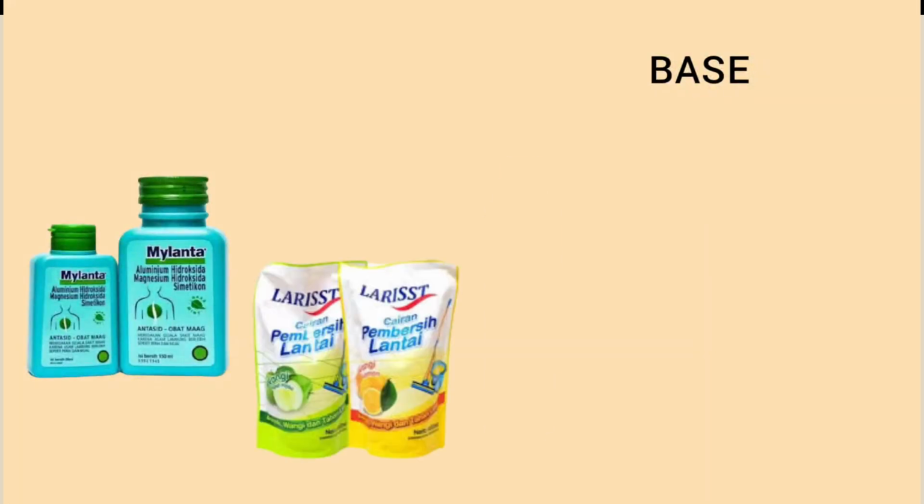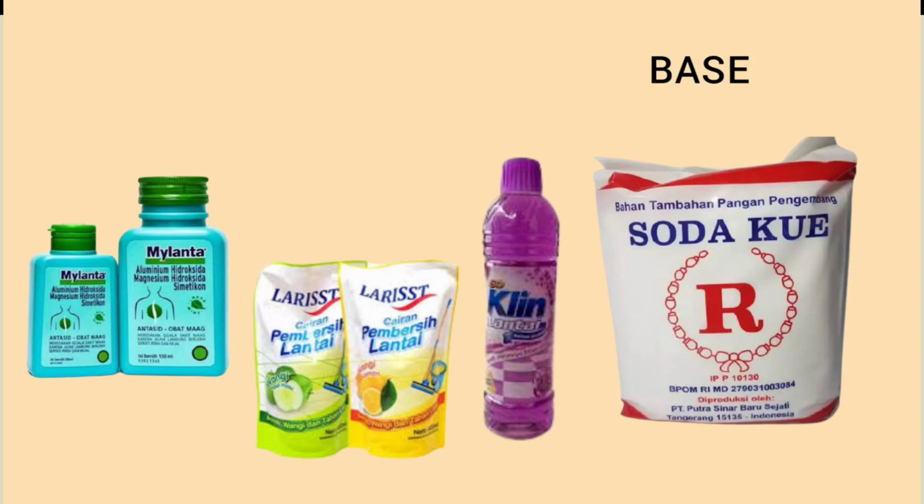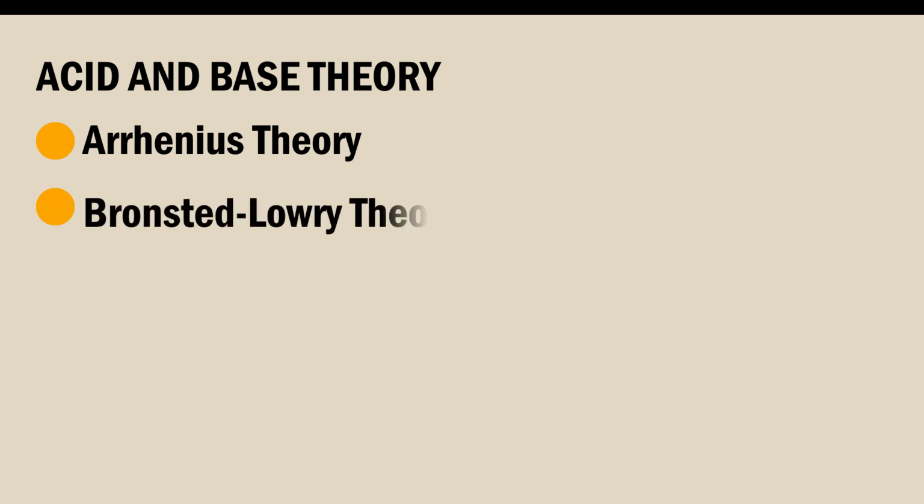Okay, now we know the general difference between acids and bases. We will continue to discuss the theories expressed by some experts regarding acids and bases. This time, we will learn three theories. The first theory is Arrhenius theory, the second theory is Bronsted-Lowry theory, and the third theory is Lewis theory.